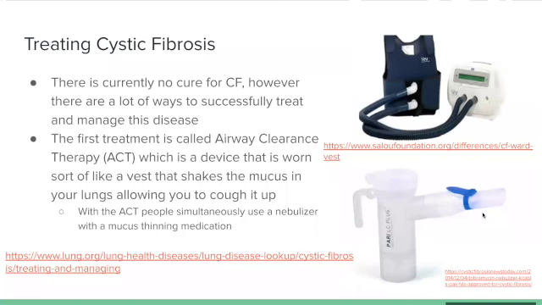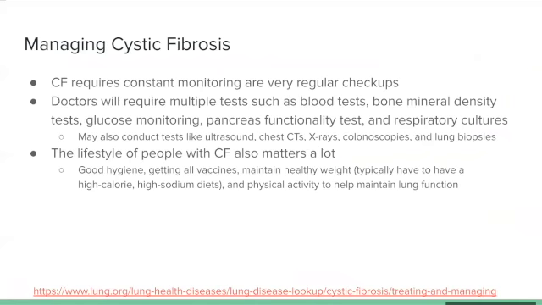And then for cystic fibrosis, there is currently no cure, but there are lots of ways to successfully treat and manage this disease. So the first and most common is called airway clearance therapy, which is a device that is worn like a vest that shakes your lungs and the mucus in your lungs that allows you to cough it up. And then simultaneously with this therapy, people use a nebulizer that has a mucus thinning medication that also helps get that mucus out of your lungs. And these two treatments together are the most common treatment for cystic fibrosis currently.